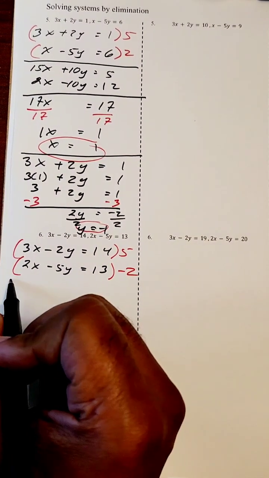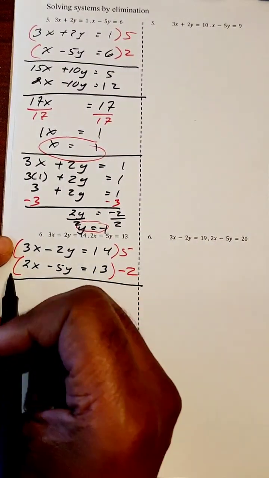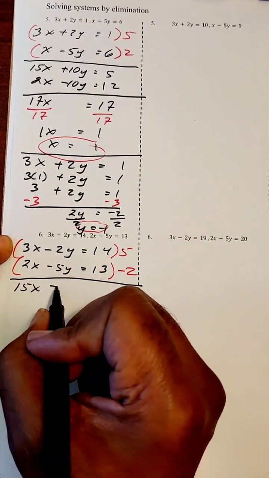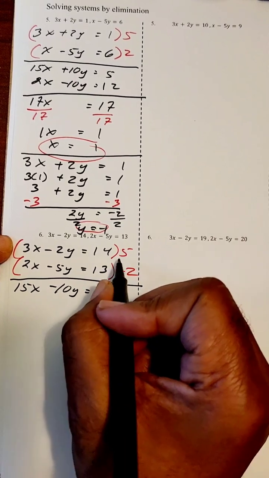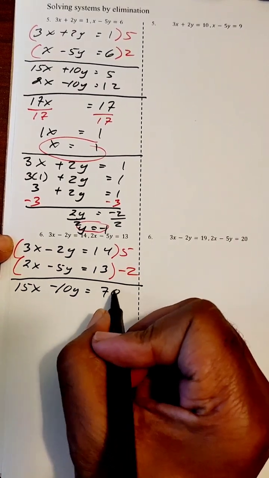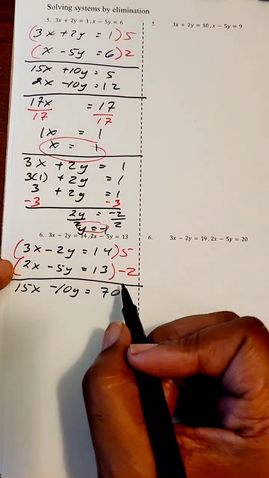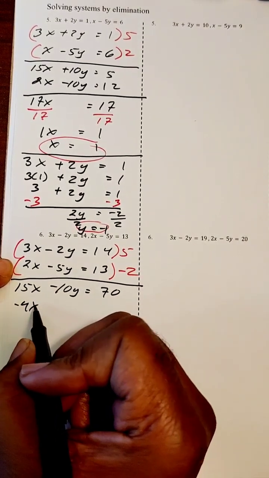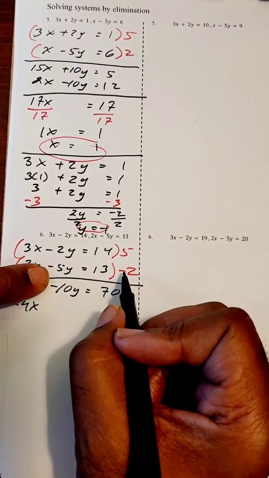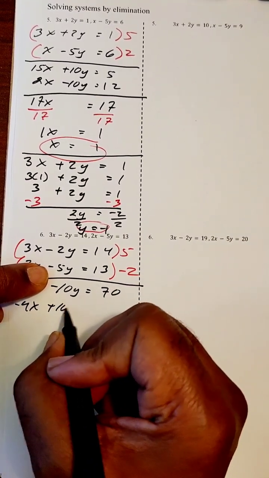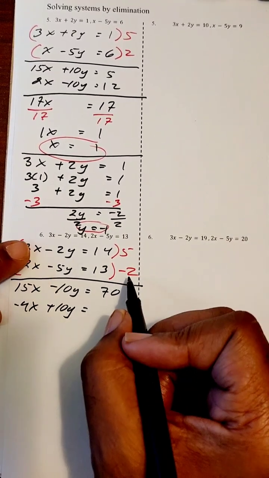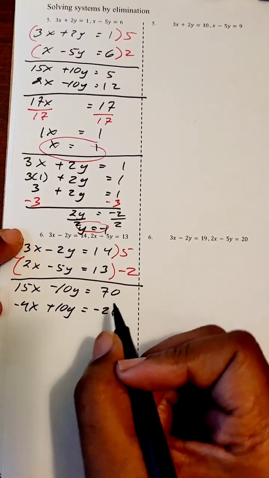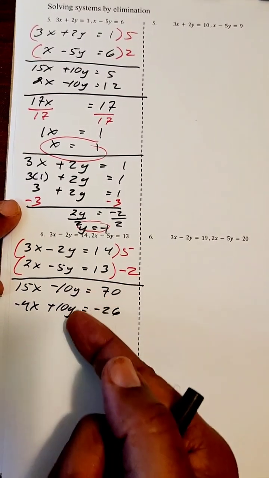And thus additive inverses. So 5 times 3x is 15x. 5 times the negative 2y is negative 10y. And 5 times the 14 will give us 70. Okay, multiplying by negative 2, we're going to get negative 4x. Negative 5y times negative 2 will give us positive 10y. And negative 2 times 13 will give us negative 26. Okay, great. And so here are our additive inverses.